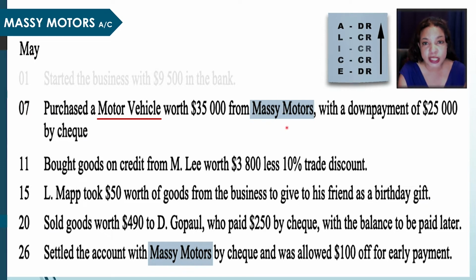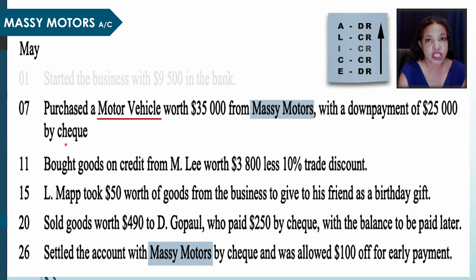We know that it involves Massy Motors, but what are the other accounts that are in the transaction? That is very, very important, because when you go to your T account, which is Massy Motors, for the details, you have to know the other accounts involved. That is what your details are. So motor vehicle was purchased. This will be an account that you would have had to post to if they had asked you for it. And down payment, $25,000 by check.